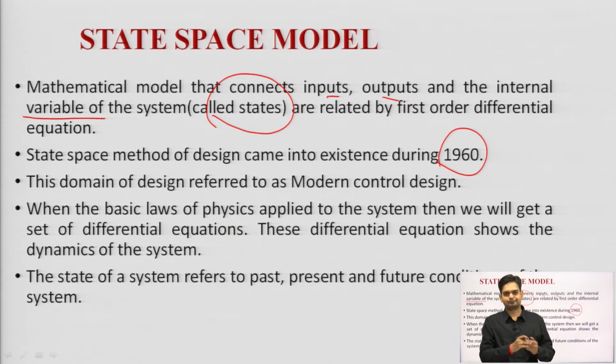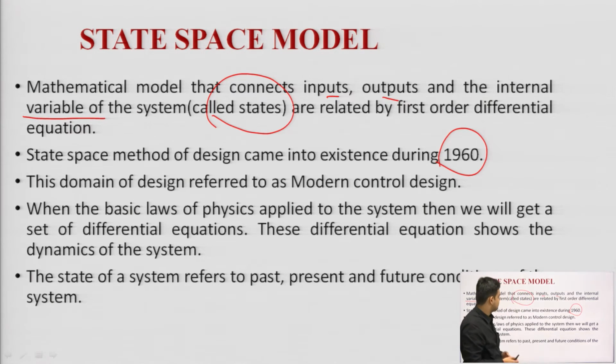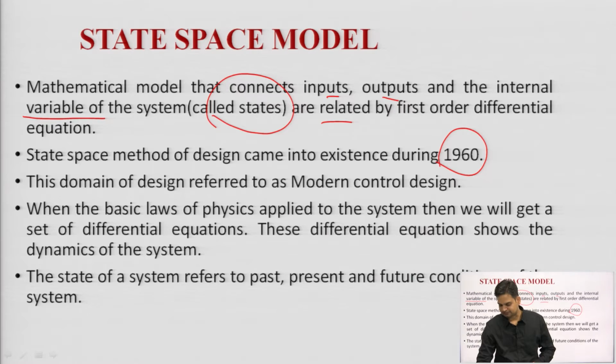It means our frequency domain analysis, which includes the Bode plot, the Nyquist plot, and the polar plot analysis, are still very famous today. They are designed and implemented with the help of the transfer function only. After 1960, whatever modeling we are doing in industries is done with the help of the state space model. This is the basic introduction, and with the state space model we can predict the present state, past state and future state of the system, which is not possible with the transfer function.